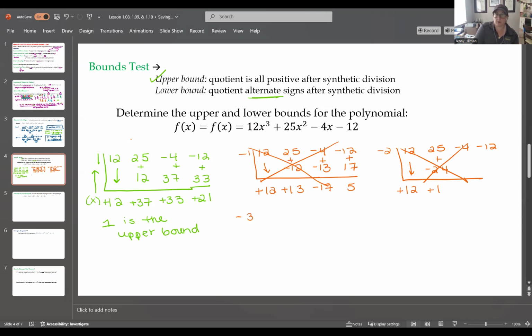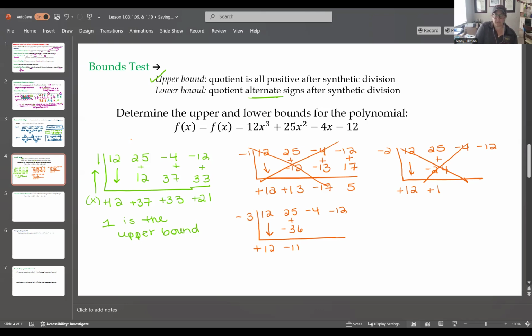So the next number would be -3. So I'm just kind of moving down my number line to create this range of answer choices. So this would be 12, 25, -4, and -12. So again, I'm starting with +12. So 12 times -3 will give me -36. Add that up and I get -11. Okay, so far so good. Positive then negative, I like that.